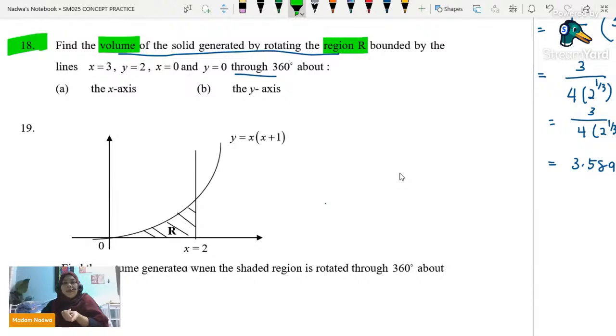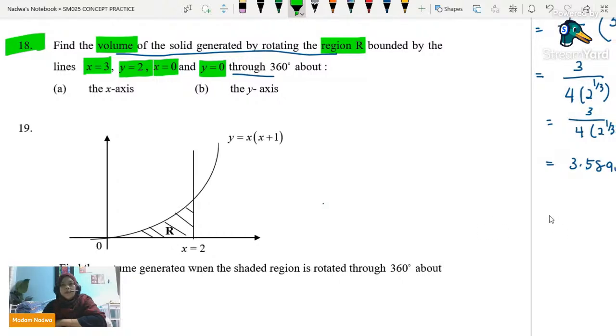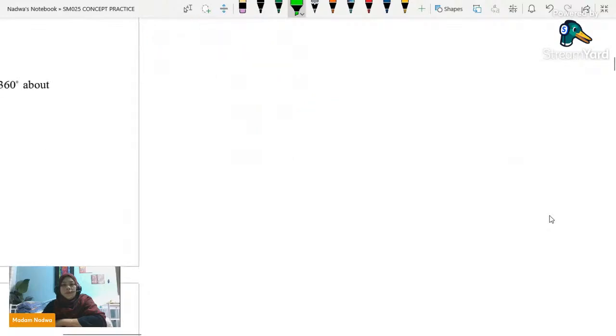Region R ni apa? Dia kata region R ni adalah bounded by lines x equals to 3, y equals to 2, x equals to 0 and y equals to 0. So those are the four curve lah, yang four lines ataupun curve ataupun graph yang kita kena lukis. Okay, so saya transfer semua maklumat ni. X sama dengan 3, Y sama dengan 2, X sama dengan 0, Y sama dengan 0. Okay, saya transfer semua maklumat ni dekat sini.